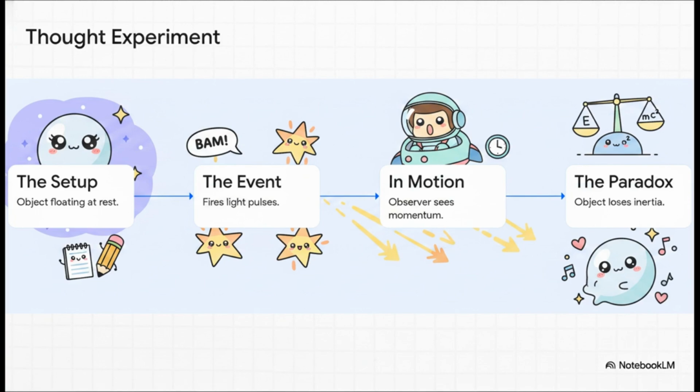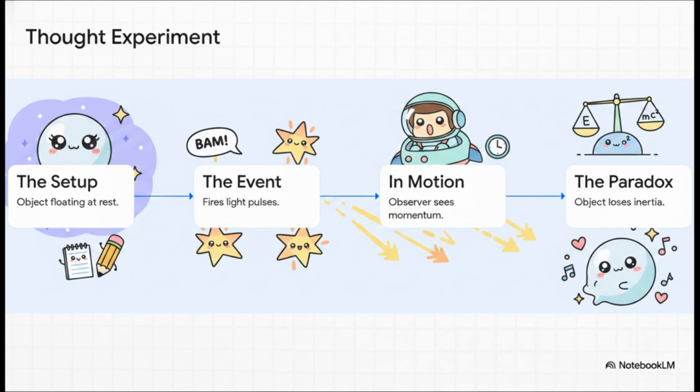Step 1 is the setup. Imagine an object floating perfectly at rest in the dark vacuum of space. Okay, step 2, the event. That object simultaneously fires 2 equal pulses of light in exact opposite directions. Now, because the pulses cancel each other out, the object itself stays perfectly still.